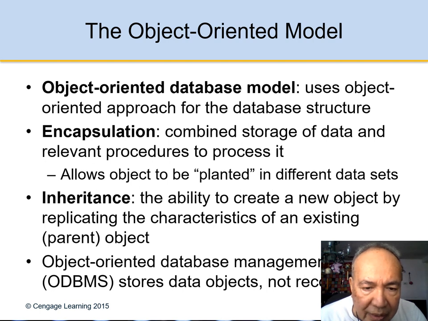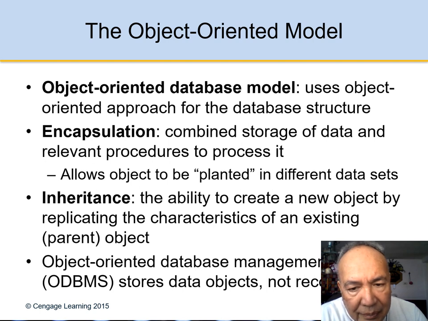Now we have the object-oriented model. So we have two kinds: the relational database model, and then the object-oriented model.